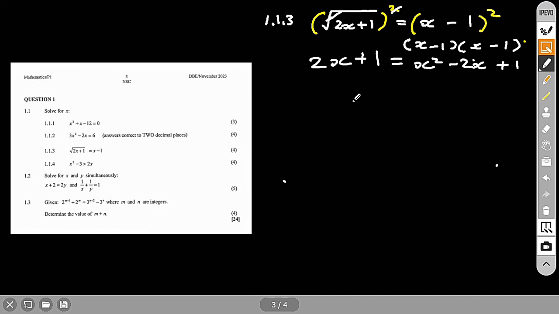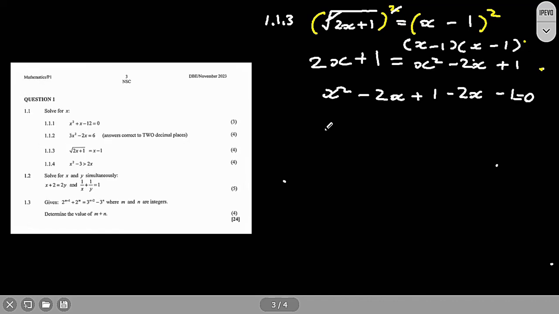Now, you put everything into the standard equation. So I'll bring this side, that side. What do I mean? x squared minus 2x plus 1. Then I bring the left side to the right side. So it's going to be negative 2x minus 1 is equal to 0. Don't forget that.